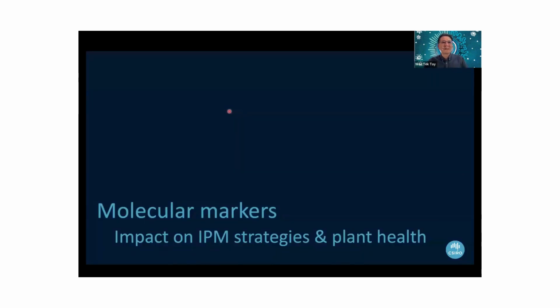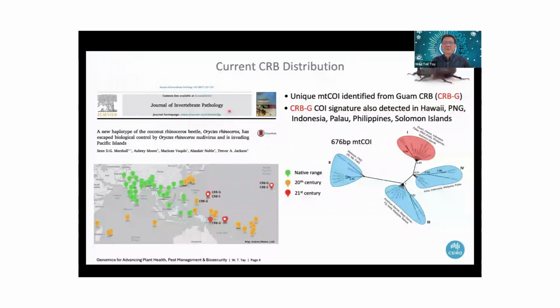Today I'm going to look at the first section. I'm going to talk about molecular markers, and how the decision to select a specific type of molecular marker will impact our development of IPM strategies and ultimately plant health. The example I'm going to present is the coconut rhinoceros beetle. Some of you may have seen this, but I'm going to do a summary of it.